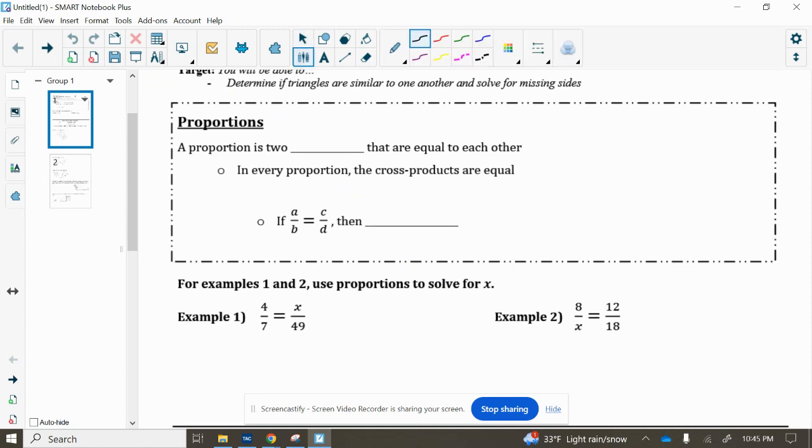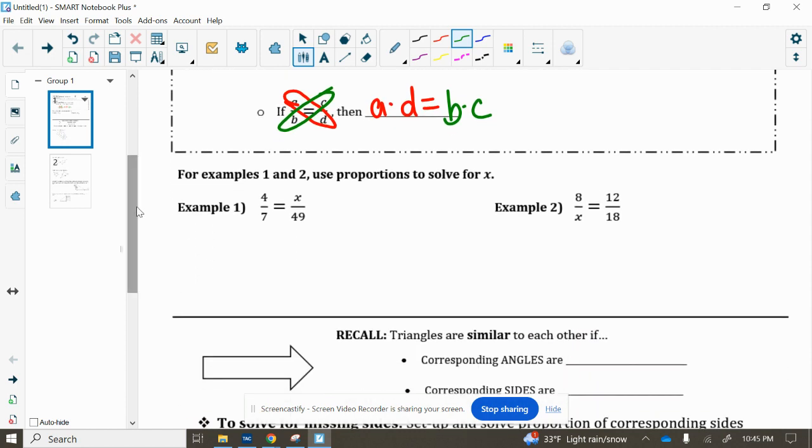Now, a reminder with proportions: a proportion would be two ratios that are equal to each other. So think about almost like two fractional values that are equal to each other. And in order to solve, what we often do is cross multiply. So A times D would be equal to the value of what B times C is. So we cross multiply and then you would solve as normal. So for example, we have in example 1 and example 2, two different proportions.